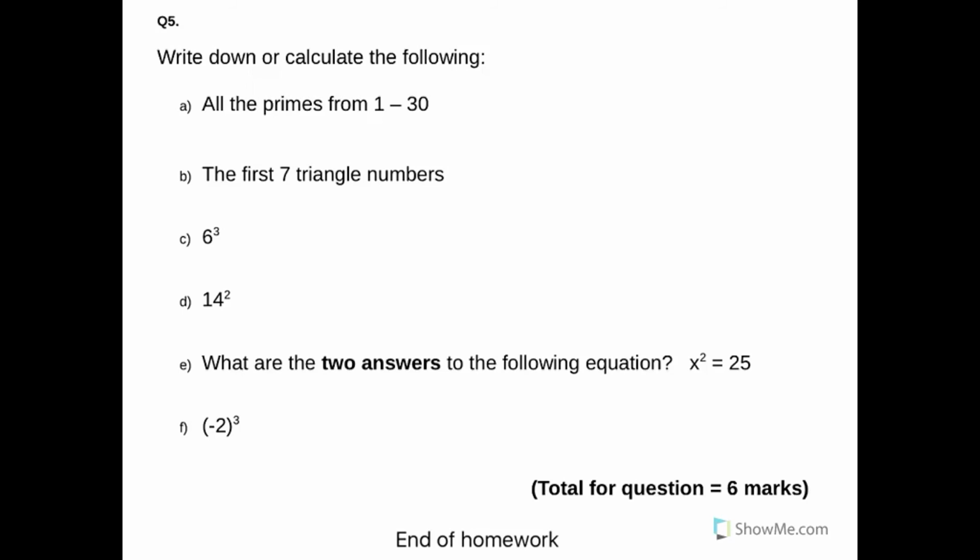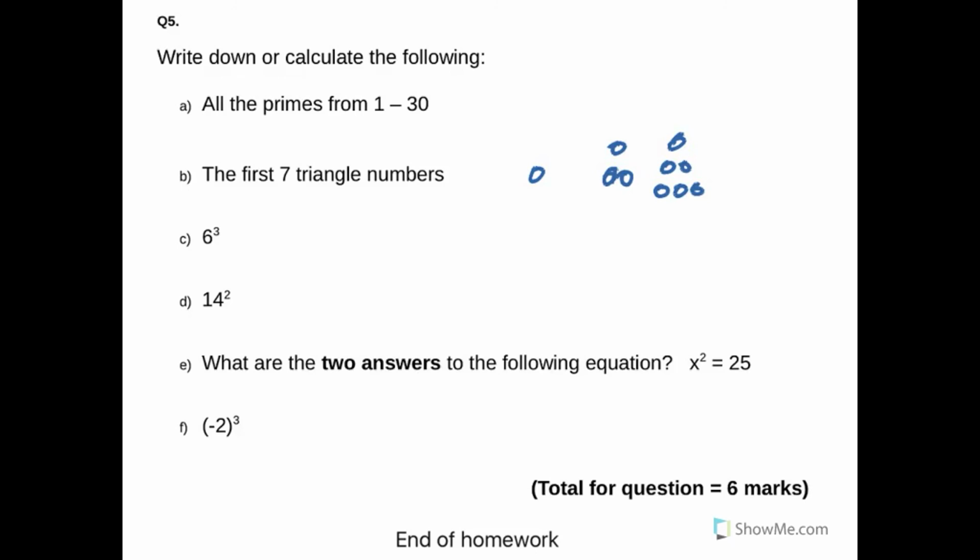Just look at your list online or the list you've got in your book and write them down. Just remember one's not prime. Triangle numbers. I'm going to draw a little diagram. There's the first one. There's the second one. Then you've got that diagram there. It's pretty rough and ready, but hopefully that'll trigger your memory about how that works. Just write down the first 7 of them.